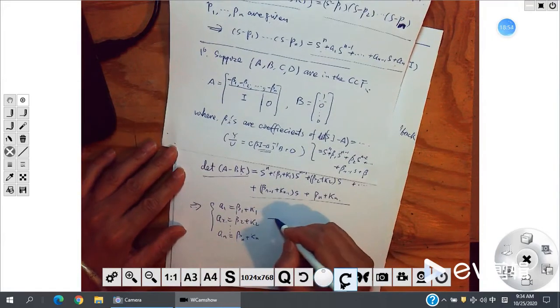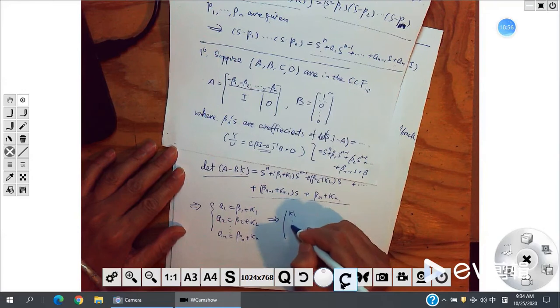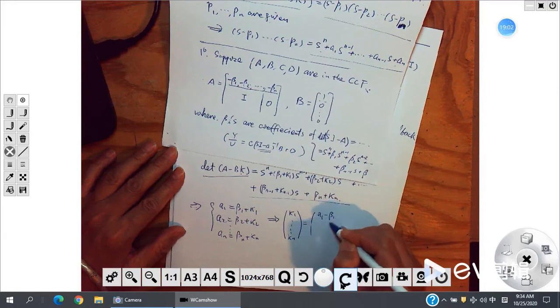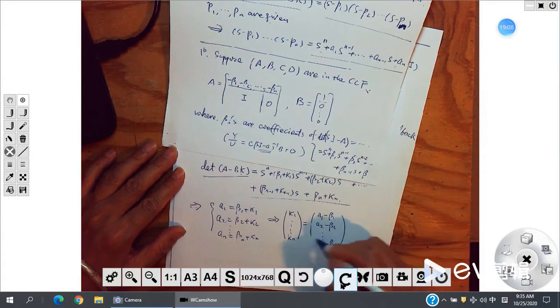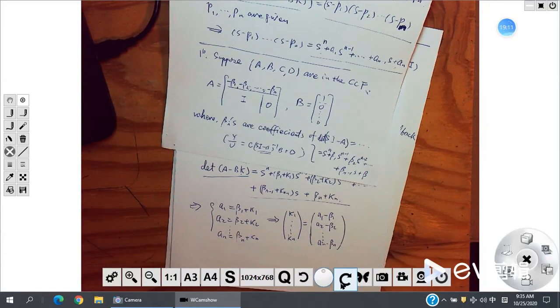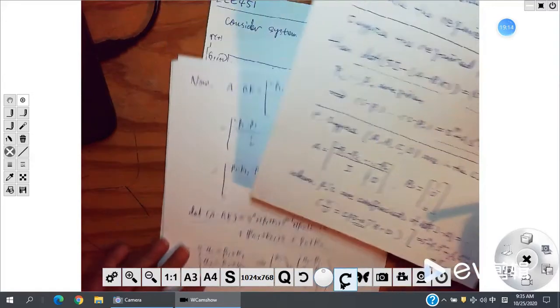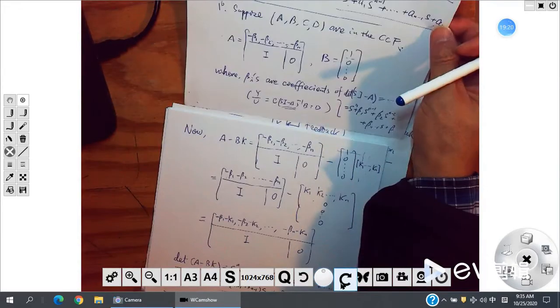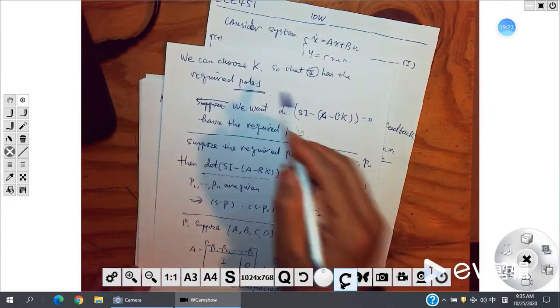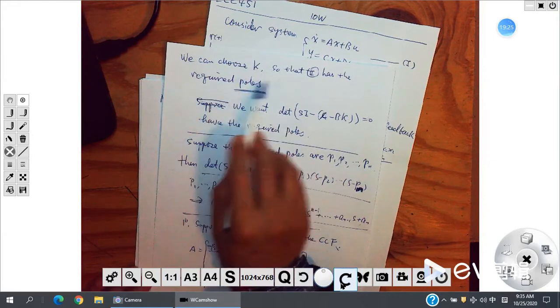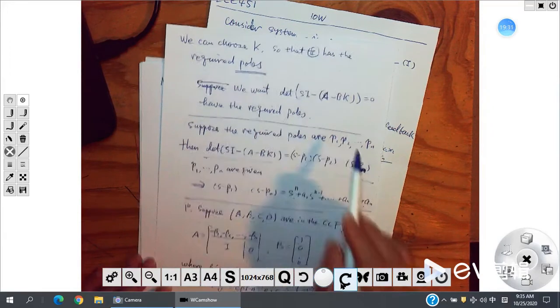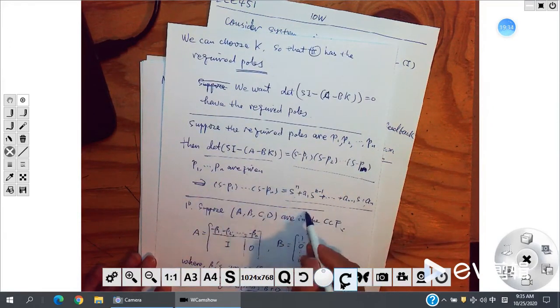Alright, now we have K. What are K's? K1 until Kn are equal to A1 minus beta 1, A2 minus beta 2, until An minus beta n. Okay, you get it. So the step you need to work in this way. Yes, here. Right? You want to find the K so that the system 2 has the required poles. You should know what are those poles. So based on those poles, you can calculate these.